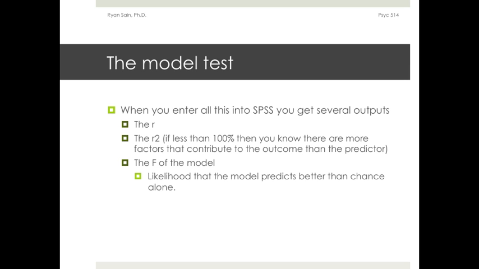Then we're also going to get the F of the model, which is the ANOVA, right? Regression is just a special case of ANOVA, or the other way around, sorry, ANOVA is just a special case of regression. So we're always going to get that F out there, the likelihood that the model predicts better than chance alone. That's the one comparing B1 to 0. So is B1 significantly different than 0? If so, then our model predicts better than randomness, and we have a significant model, or not.